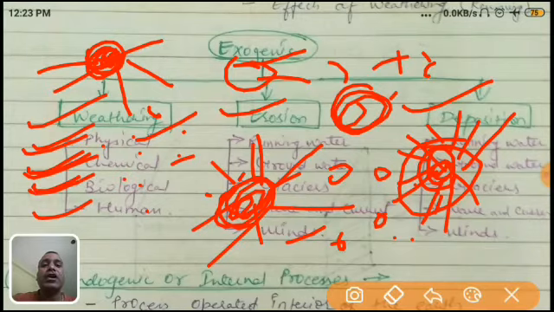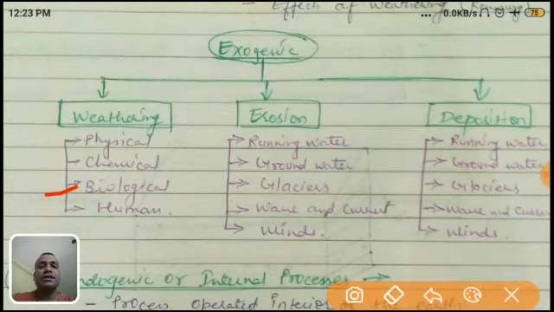Next one is biological weathering. Biological means what? Bio means life. The life, the animals, human beings, the different agents, either burrowing animals or we human beings, all are also helping in the weathering. Just like we are excavating the mines, and some burrowing animals make holes in the earth and form their habitats there.